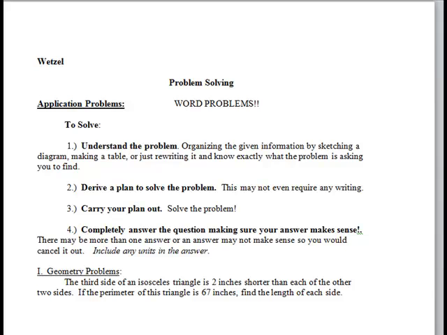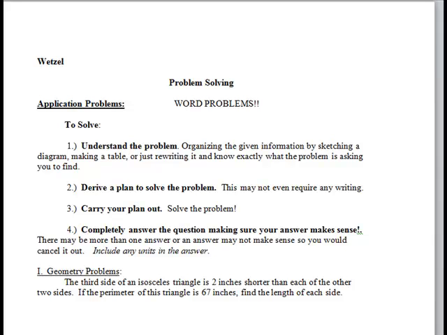Step number 1, make sure you understand the problem. This can be done by organizing the information given by sketching a diagram, constructing a table, or just rewriting it, relating the problem to maybe your past experiences or visualizing yourself in the problem. Not just understanding the problem, but also make sure you have a clear understanding what the problem is asking you to find. A lot of application problems have more than one part that they're asking for.